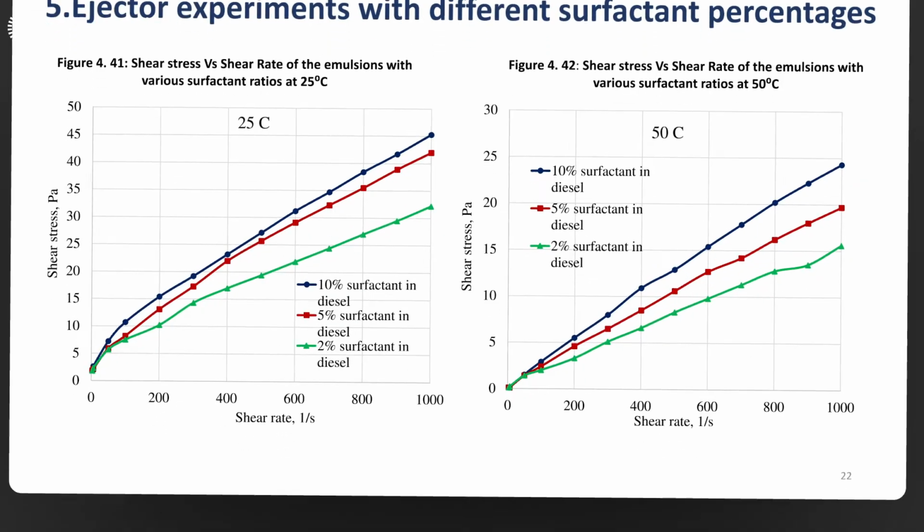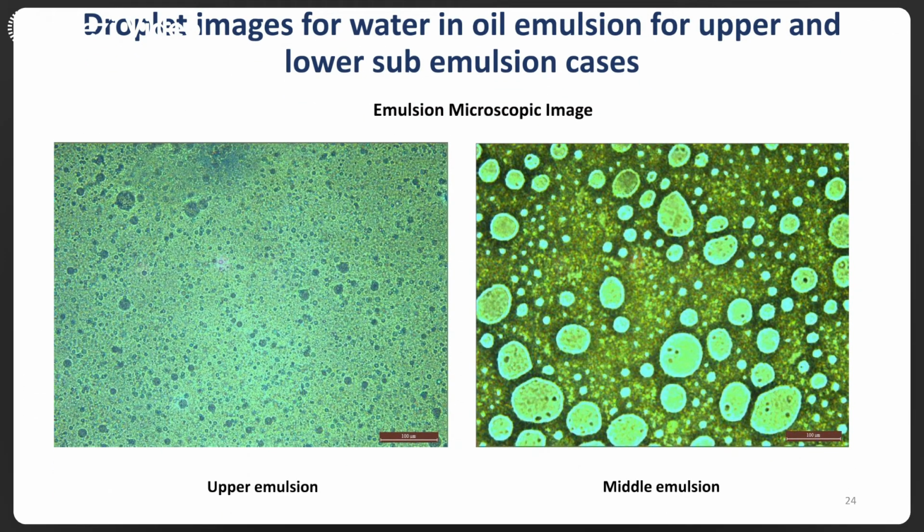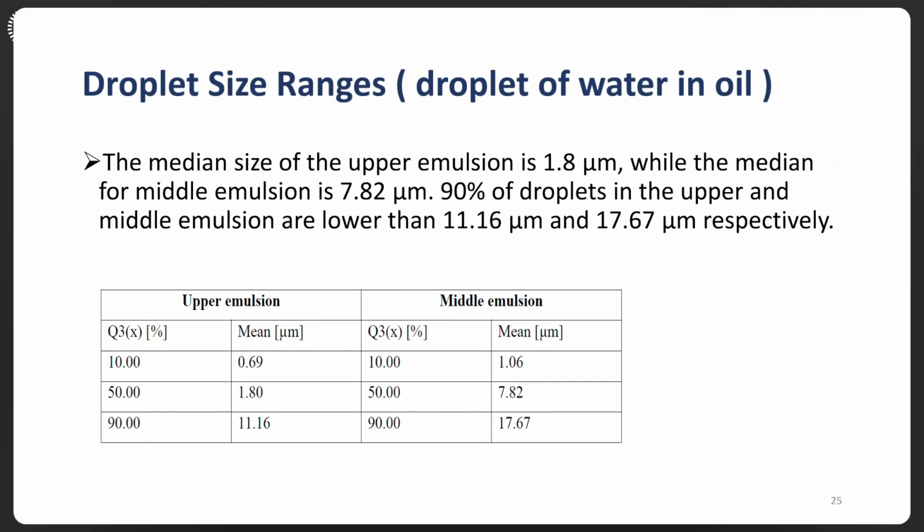Droplet size images and distribution were measured using the Leica DM2000 optical microscope. Images of water and oil droplets were taken and analyzed to get the droplet size and its distribution. The median size of the upper emulsion is 1.8 micrometer, while the median size of the middle emulsion is 7.82 micrometer. 90% of the droplets in the upper and the middle emulsion are lower than 11.16 micrometer and 17.67 micrometer respectively.